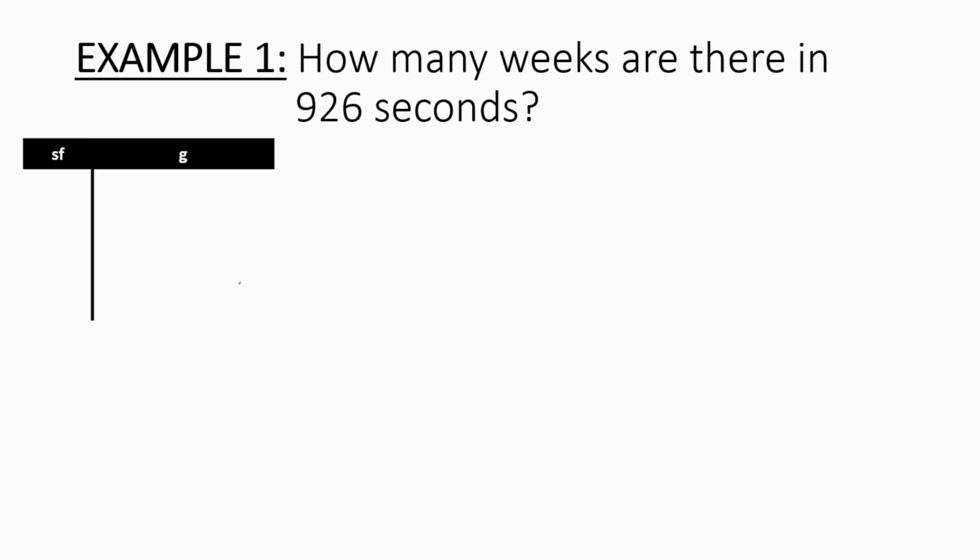from the problem. Okay, we look for that how many, and that tells us we are solving for how many weeks. And then we look for the numbers to find the given. And in this case, we have 926 seconds. So we're solving for weeks and we have 926 seconds. So now I don't know about you, but I do not know how many seconds are in a week. But I do know how many seconds are in a minute. So I can say that there are 60 seconds in 1 minute.